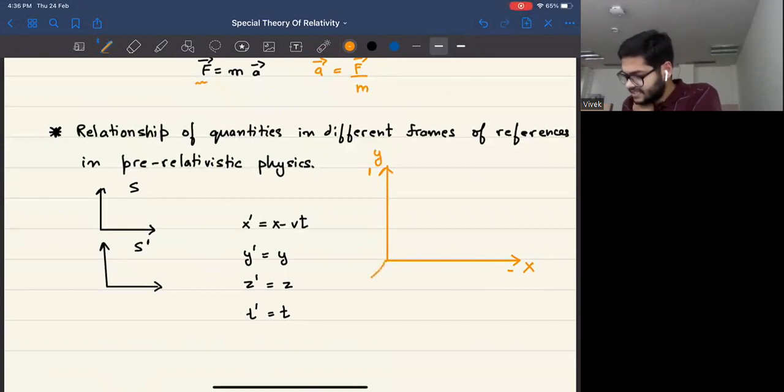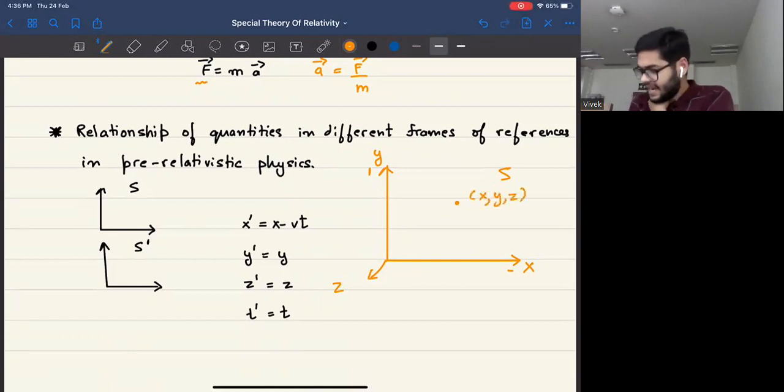And this direction Z. Let us call this frame S. So this particular frame is called S. And let us say that there is a particle at this point, which is given by the coordinates X, Y, and Z, and we have a clock in this frame which shows a time t. So we can say that this object A is at a point x, y, z at a time t.